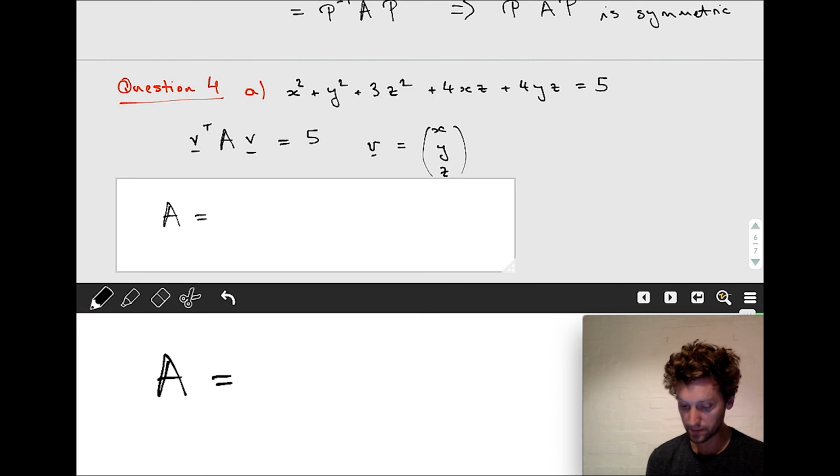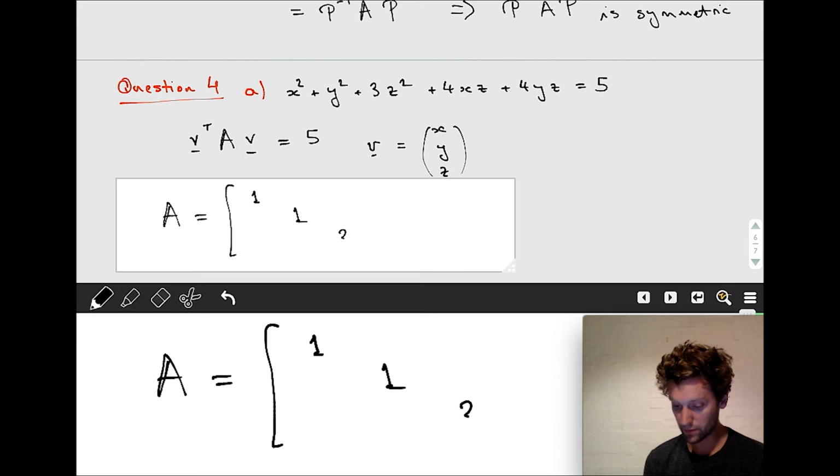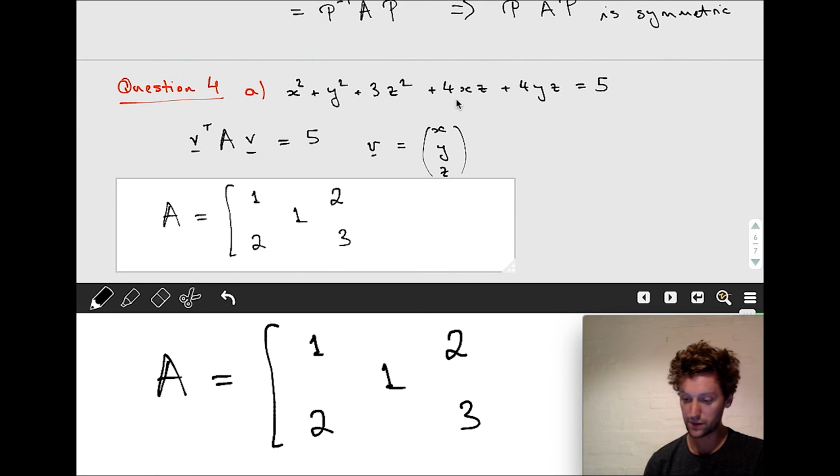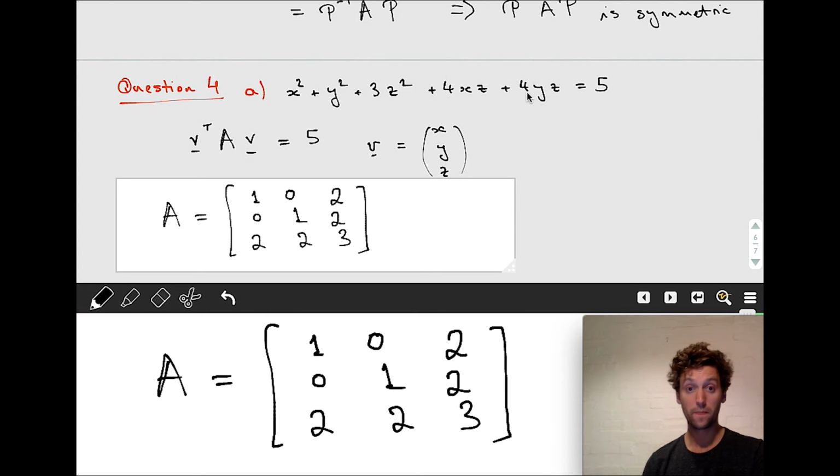We take the diagonals to be the x squared, y squared, and z squared terms. We take the off diagonals to be the corresponding mixed terms divided by 2. So I've got 4xz. That corresponds to 2 in the xz and 2 in the zx components. I've got 4yz, so that corresponds to 2 in the yz and 2 in the zy. And there's no xy component, so there's 0, 0 in the xy and yx elements of my matrix. So this is my matrix A.